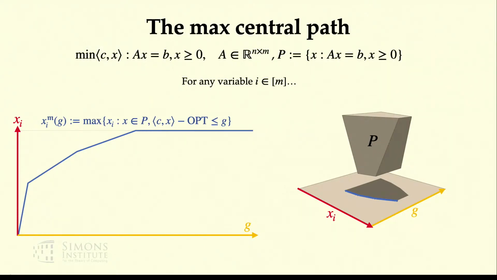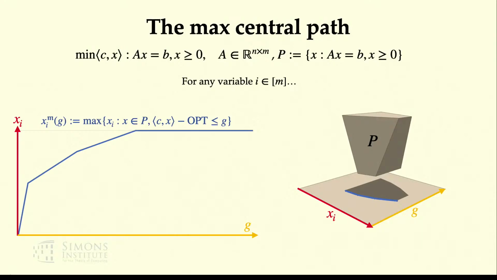Okay, very simple. Very related to what shadow simplex does. And if you project your polytope onto the two-dimensional space spanned by the objective vector and by the coordinate xi, then this curve is exactly a subset of the boundary of the polygon that you will get.